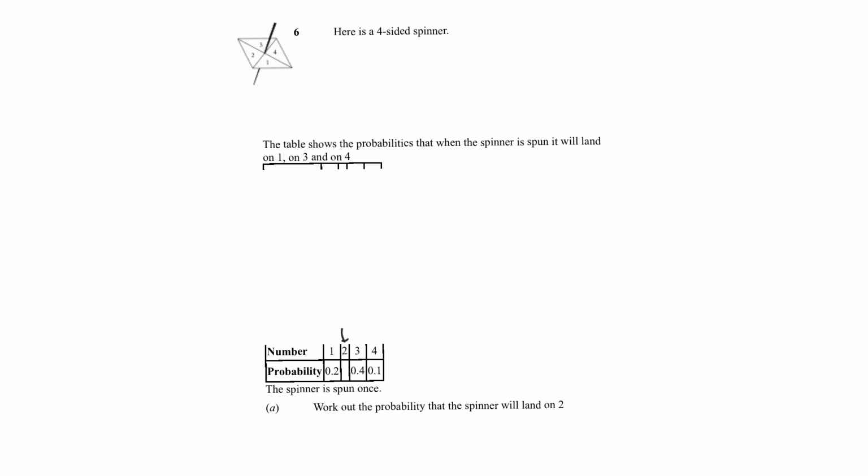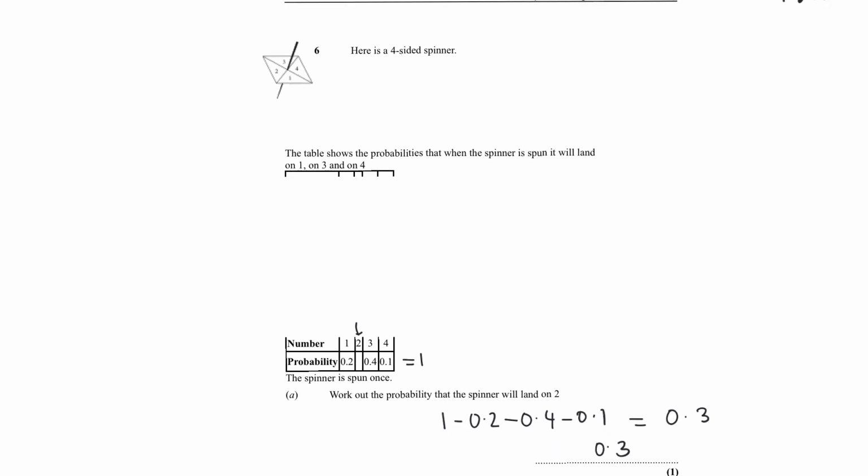So again, this goes to my point that total probability adds up to 1. So you would literally do 1 minus 0.2 minus 0.4 minus 0.1, and that would leave you with an answer of 0.3. So that's the probability of it landing on a 2.